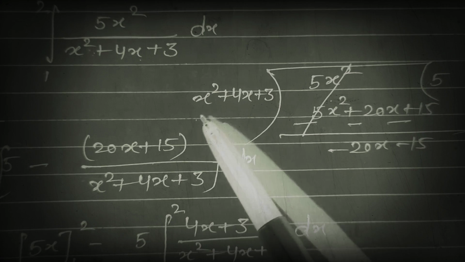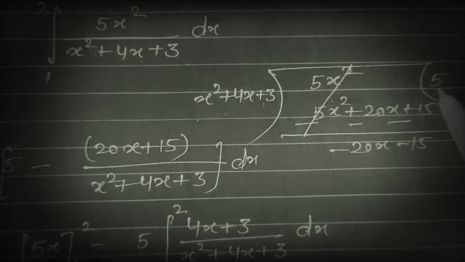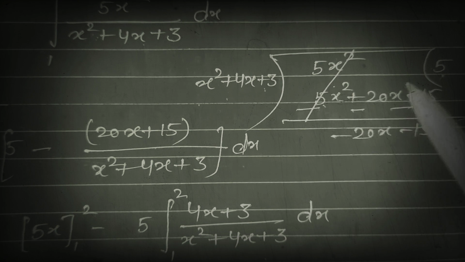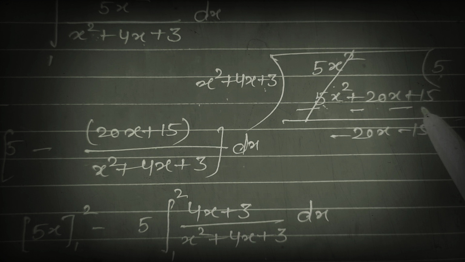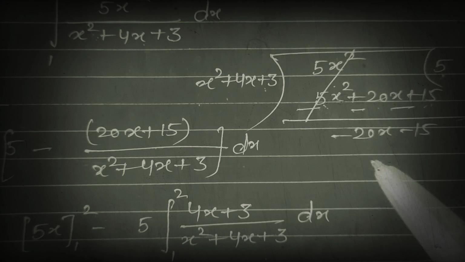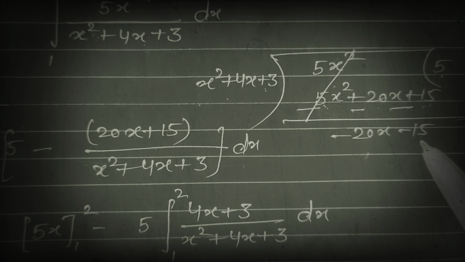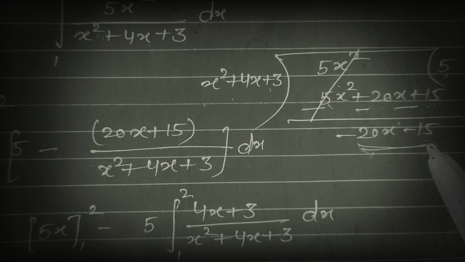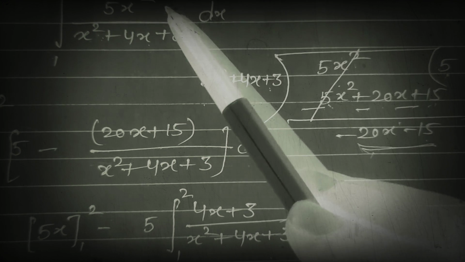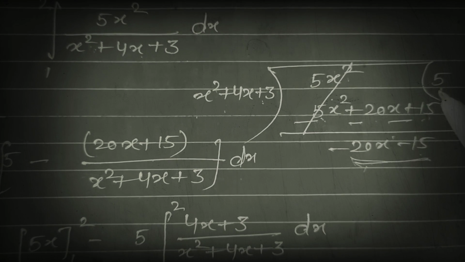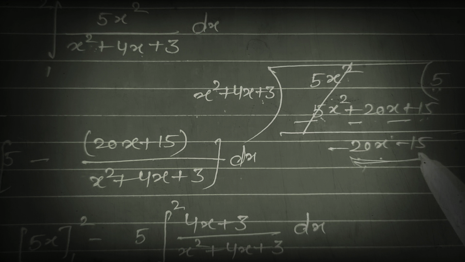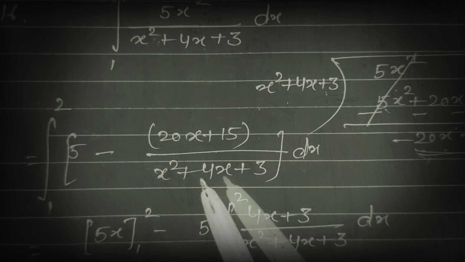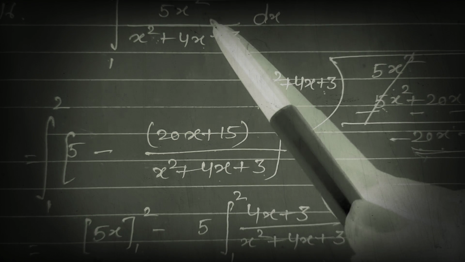So 5x square upon x square plus 4x plus 3, it will go by 5. When we multiply by 5, we will get 5x square. So it is 5x square plus 20x plus 15. After solving, we will get remainder minus 20x minus 15. Its degree is 2, its degree is 1. So remainder is this. Then we can write 5x square upon x square plus 4x plus 3 as 5 plus minus 20x minus 15. We can take minus common, so it will be 5 minus 20x plus 15 upon x square plus 4x plus 3.